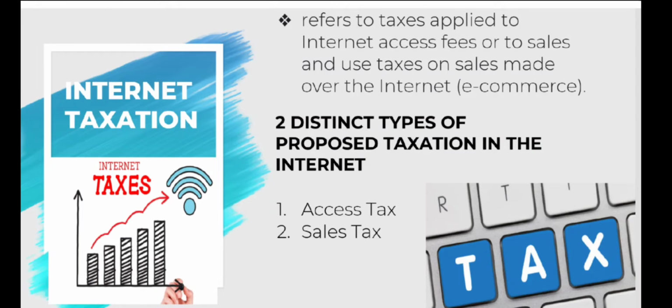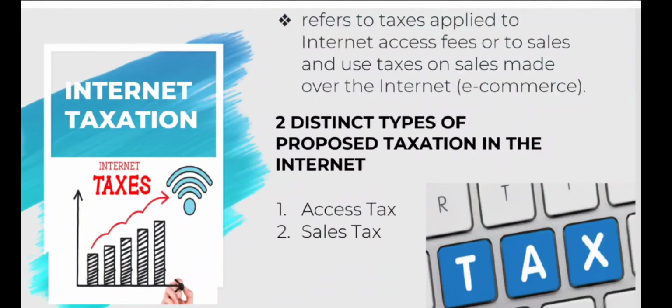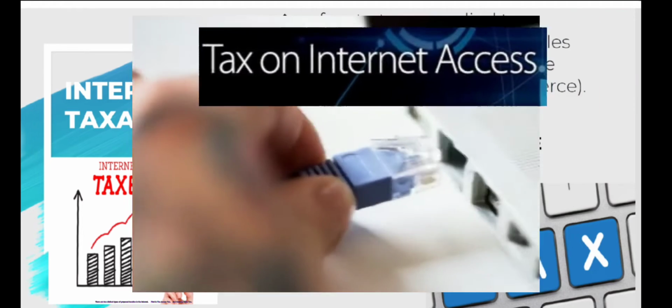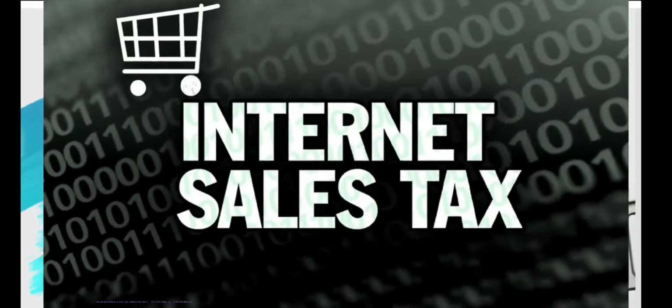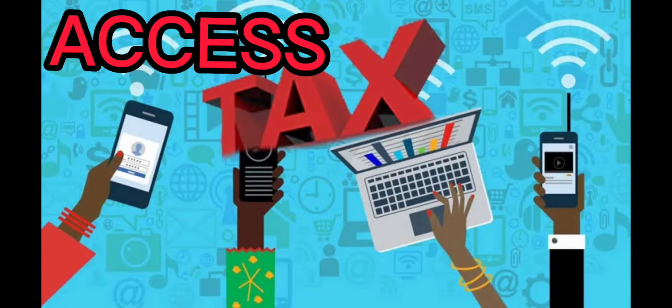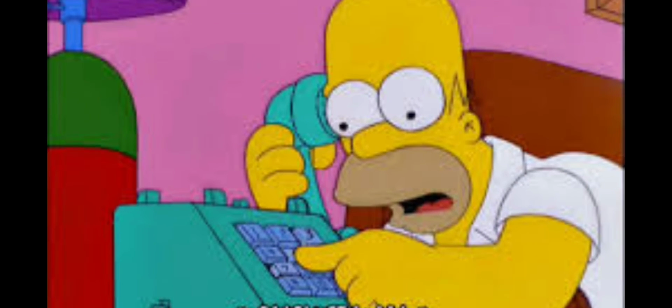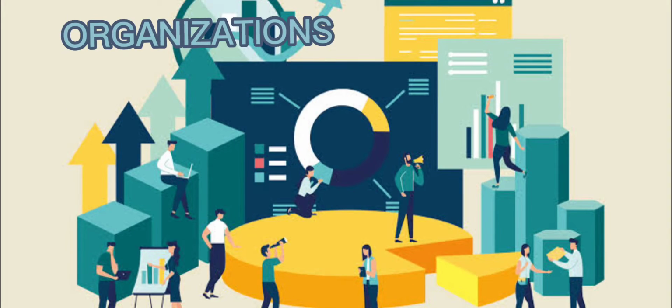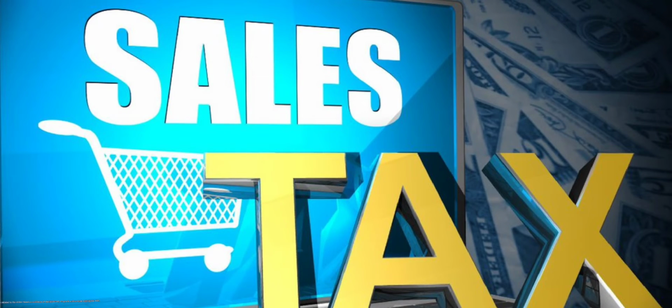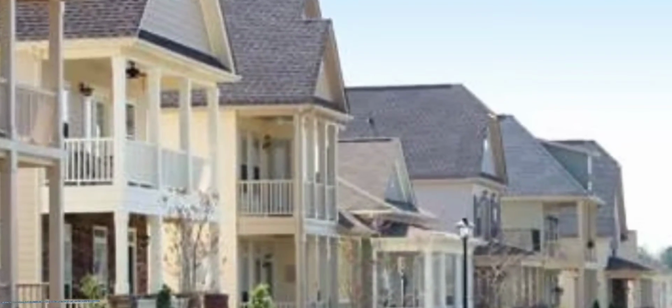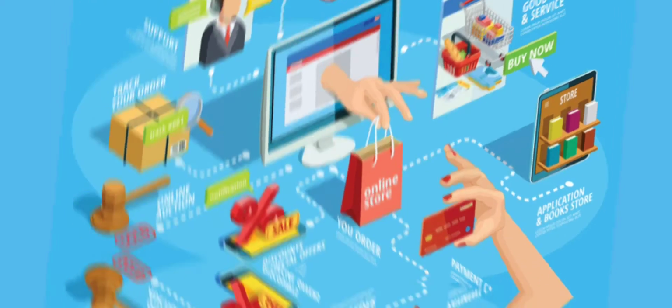First, we have to define internet taxation. Internet taxation refers to taxes applied to internet access fees, or to sales and use taxes on sales made over the internet. There are two distinct types of proposed taxation on the internet. First is the access tax, and second, sales tax. An access tax, akin to a telephone tax, is to be paid by individuals, firms, and organizations that connect to the internet, while a sales tax is to be rebated to the states based on residence of the purchaser, on goods and services sold via the web.